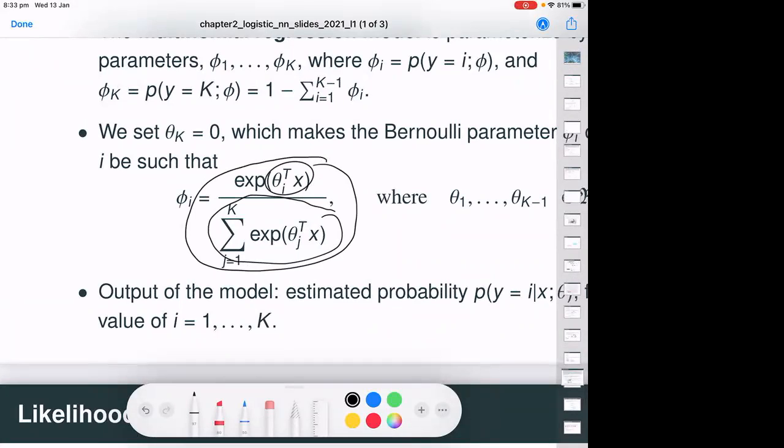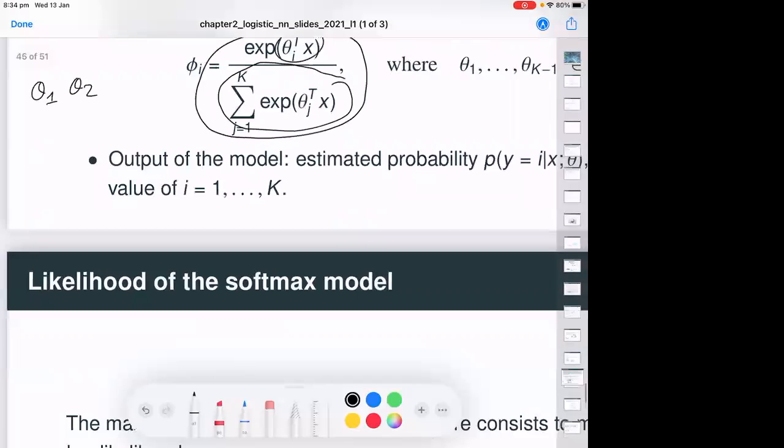So it means that if we know theta 1, theta 2, and so on, you can get the last one. Yes, okay, thanks. Oh my god, my explanation was so bad.